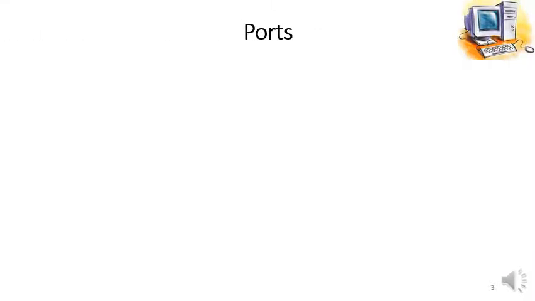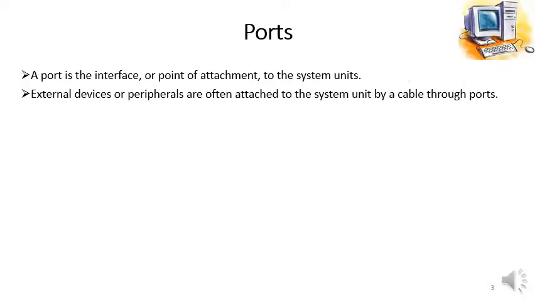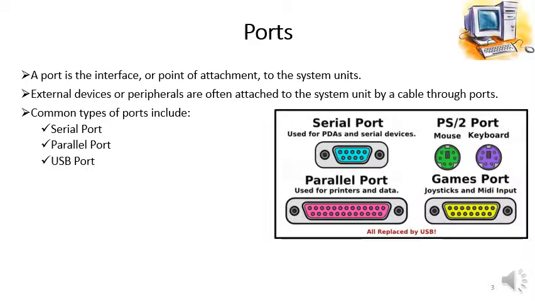Ports. A port is the interface or point of attachment to the system unit. External devices or peripherals are often attached to the system unit by a cable through ports. Common types of ports include serial port, parallel port and USB port. Here in this picture we can see that the serial port is used for different PDAs, personal digital assistants, and serial devices like monitor, etc.